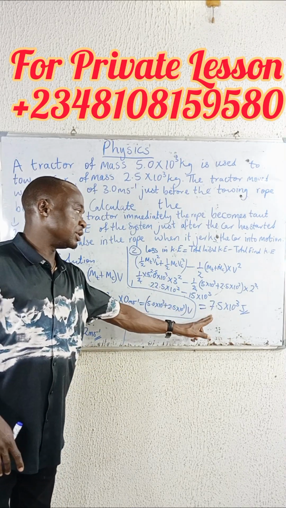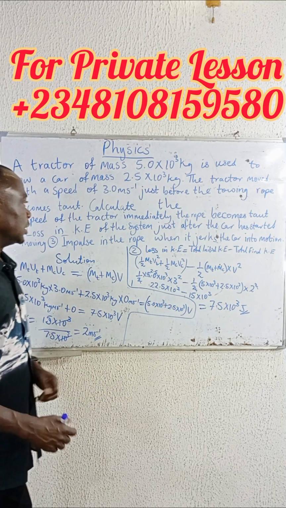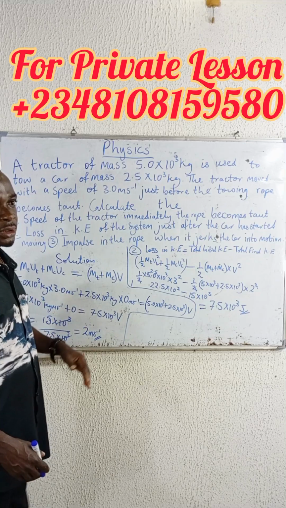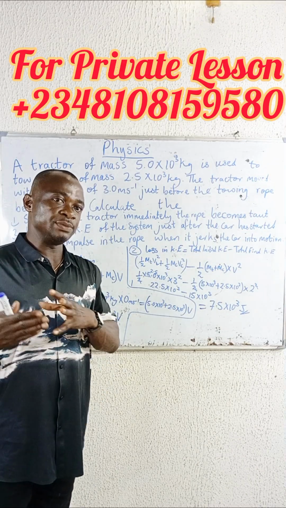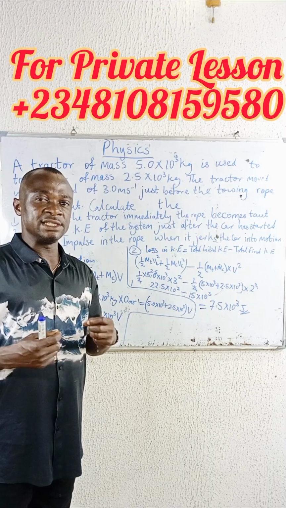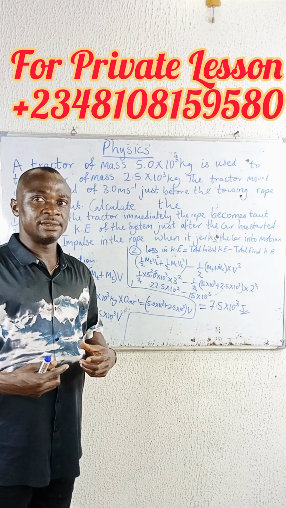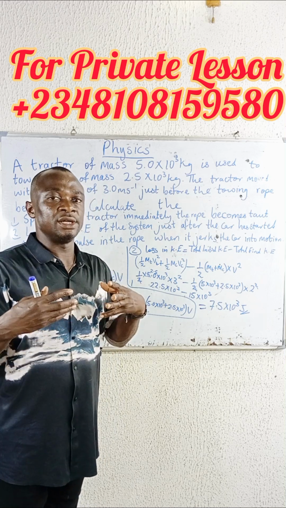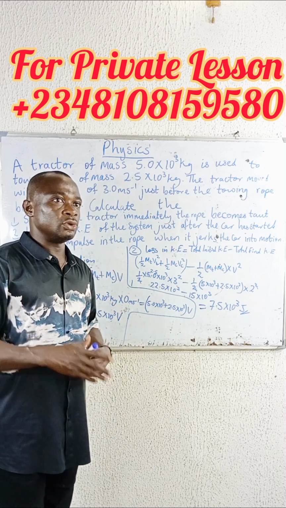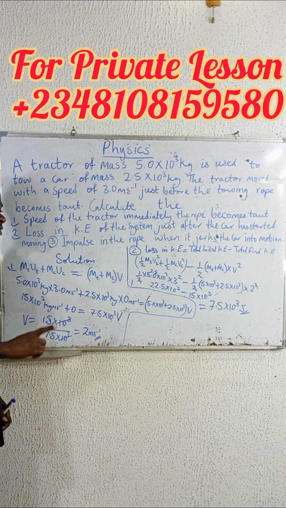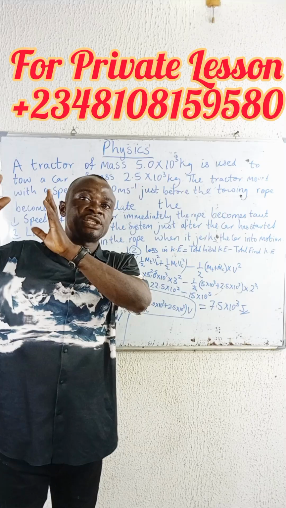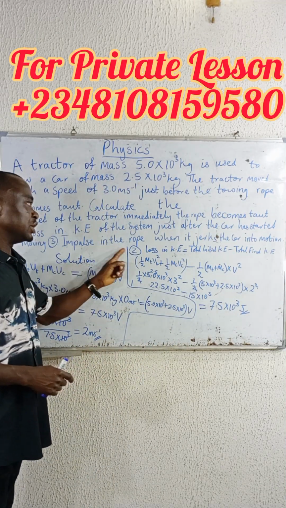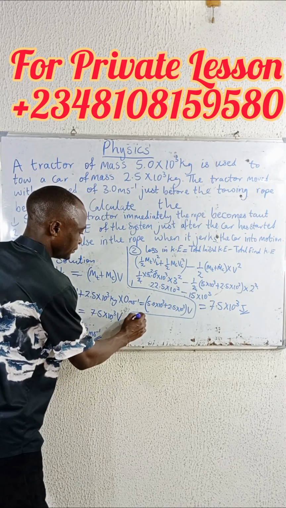Because don't forget that the unit of kinetic energy is joule. Then question number 3: impulse in the rope when it jerks the car into motion. Impulse is the product of force times time, and it is equivalent to change in momentum. That is total final momentum minus total initial momentum. But don't forget, the law of momentum has already said that the total initial momentum is equal to the total final momentum.